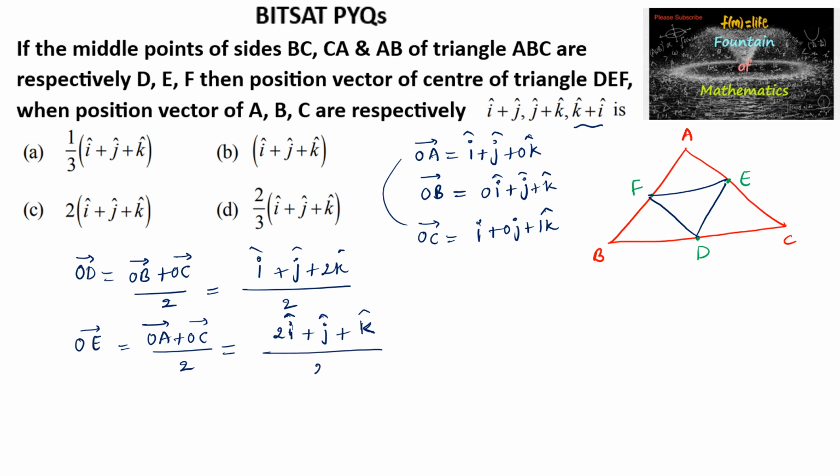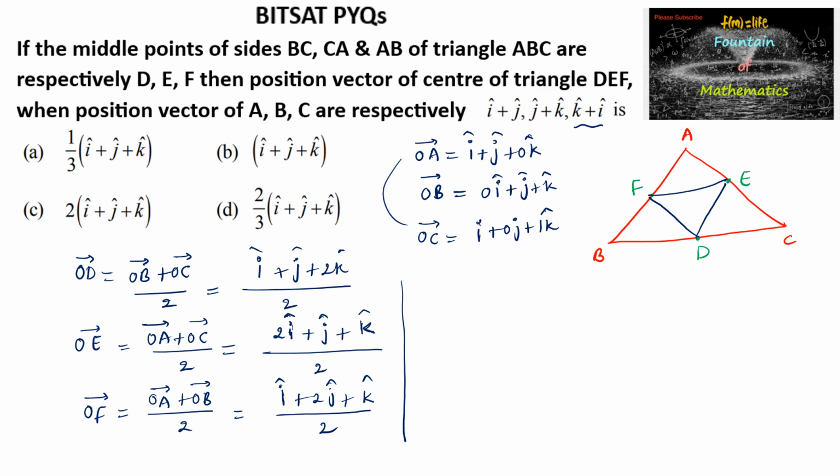OF vector is equal to, it's the midpoint of the two points A and B, so we can write (OA vector plus OB vector) divided by 2. OA vector is i and OB vector is j plus k, so 1 plus 0 is 1i, and 1 plus 1 is 2j, and 0 plus 1 is 1k, divided by 2.